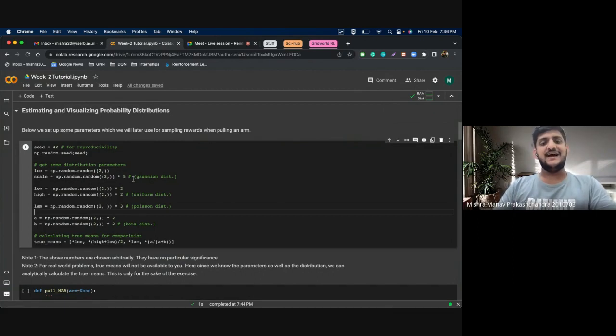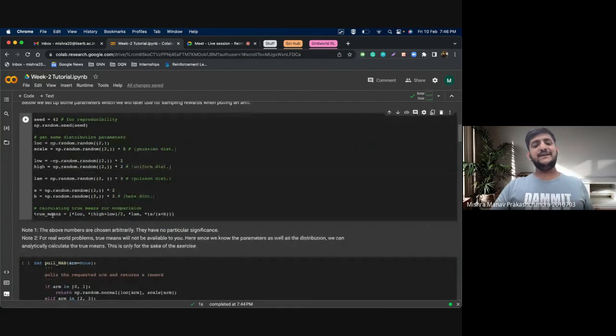Okay. So I select two random mu and sigma, two random low and high, two random lambda values, and two random A, B values. And based on that, I calculate the true means. For a Gaussian distribution, the true mean is basically the mu value. For my uniform distribution, it's high plus low divided by 2. For Poisson, it's the lambda value. And for beta distribution, it's A by A plus B. So this is the true means. What this true means tells me is that this is the Q star, right? This is the true mean value.